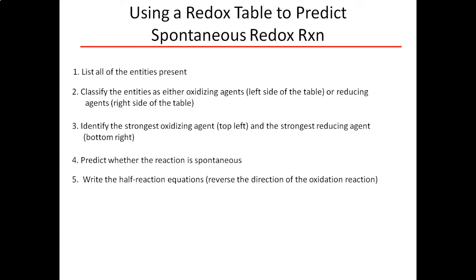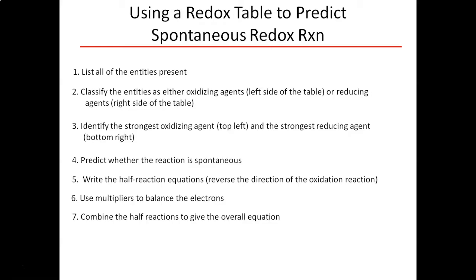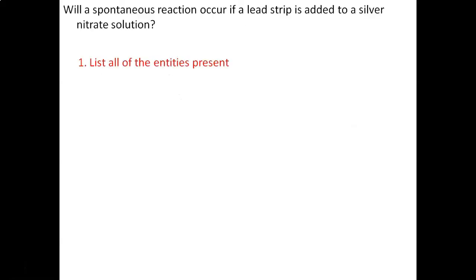We'll write our half reactions. We'll use our multipliers to balance the electrons, and we'll combine. So let's take a look at a couple of examples. So the first question: will a spontaneous reaction occur if a lead strip is added to a silver nitrate solution? So first thing, I list all my entities. So I have lead, I have silver ion, I have nitrate ion, and because it's a solution, I also have water.